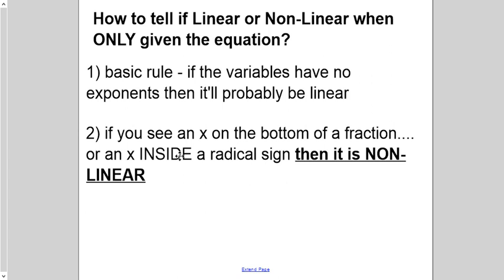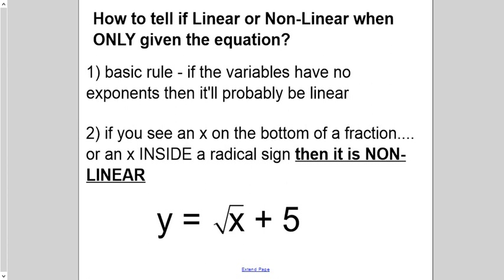Now, the other rule, and this is kind of just a homemade rule of just trying to put it in terms that an 8th grader could understand. If you see an x on the bottom of a fraction, or if you see an x inside a radical sign, just trust me, if you go to graph it, it's going to be a bent curve or a line that stops and zigzags and does all sorts of weird things that is not straight. So if you see an x on the bottom of a fraction, or if you see an x inside a radical sign, consider it nonlinear.